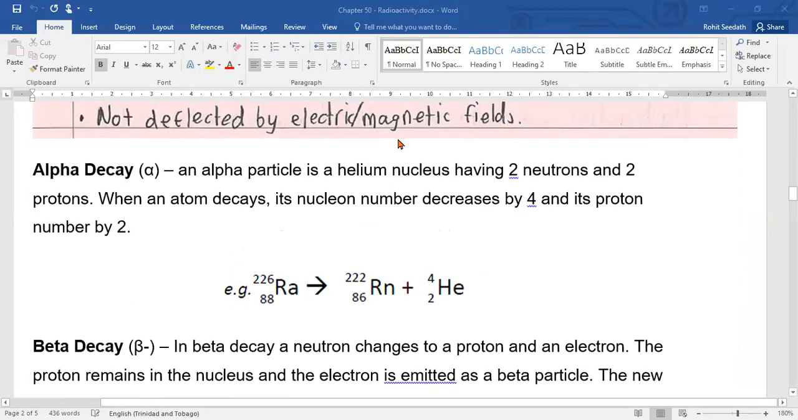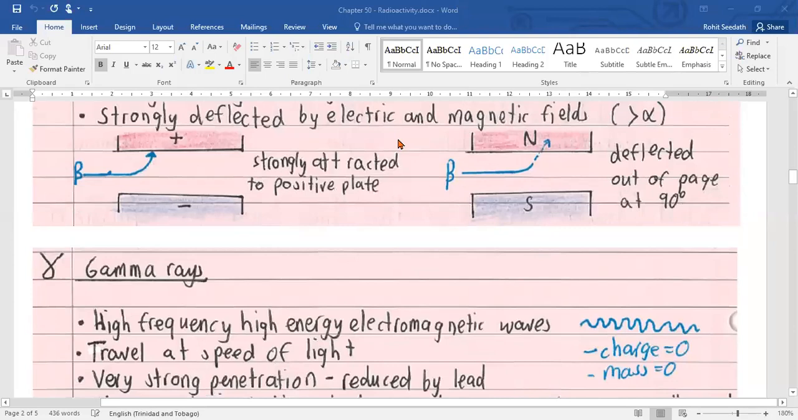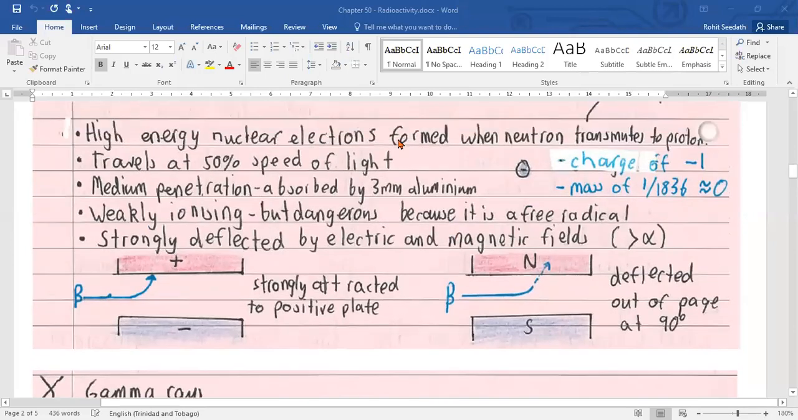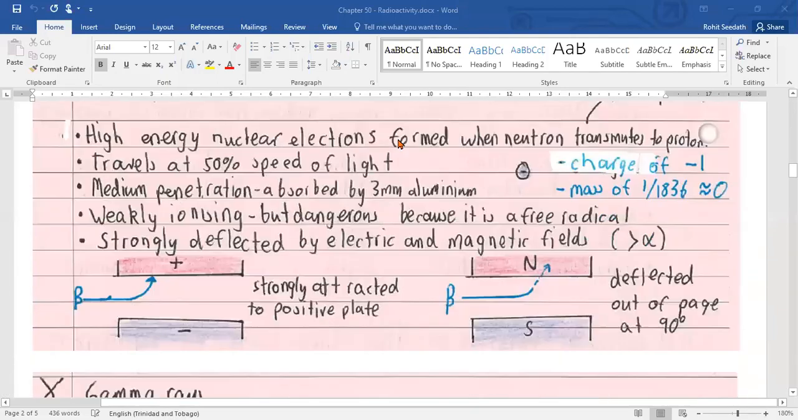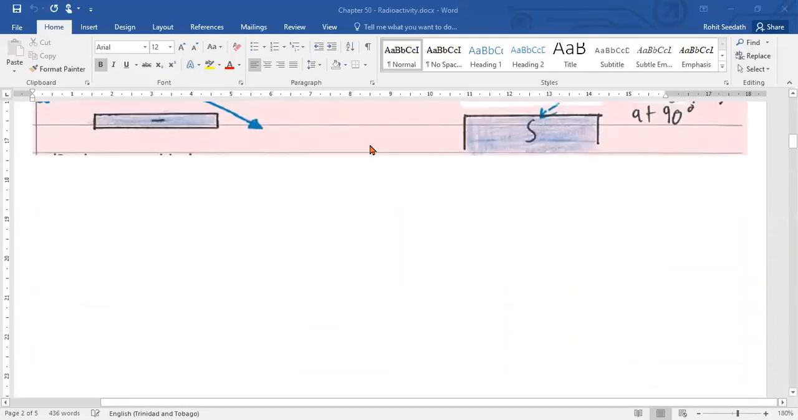Right, so we're going on to alpha decay. So we talk about them. The strongest of them all, the highest frequency, is gamma, then beta, and then alpha.